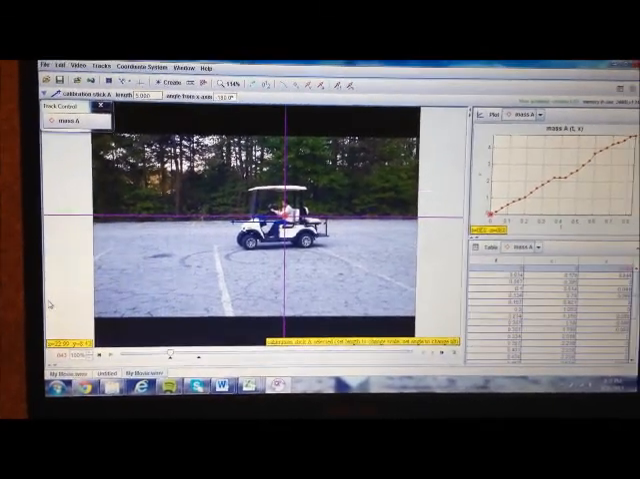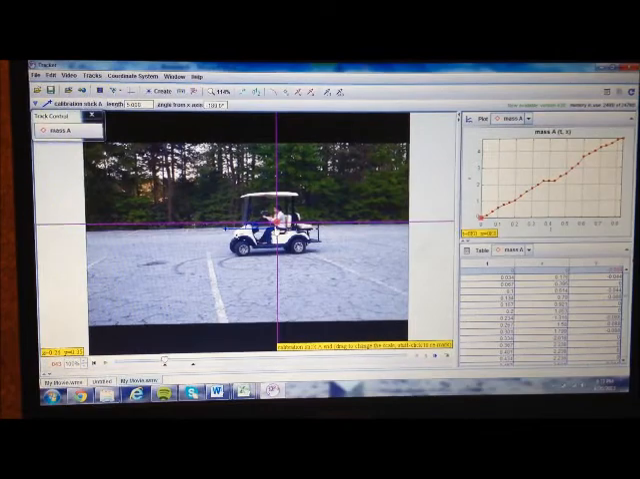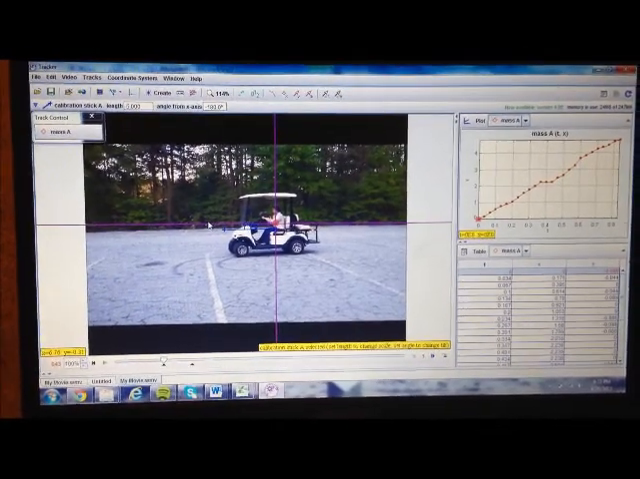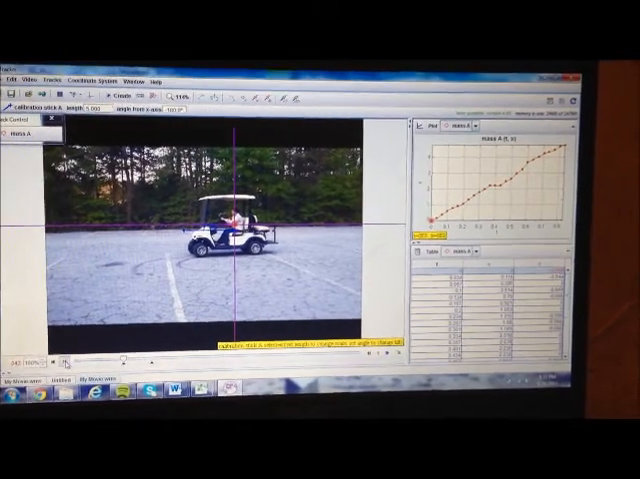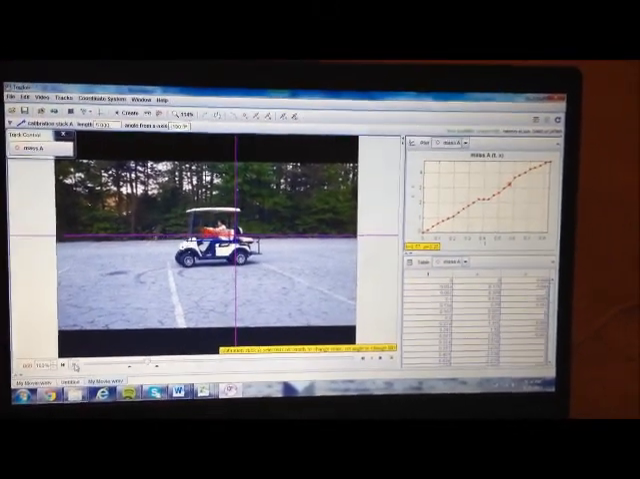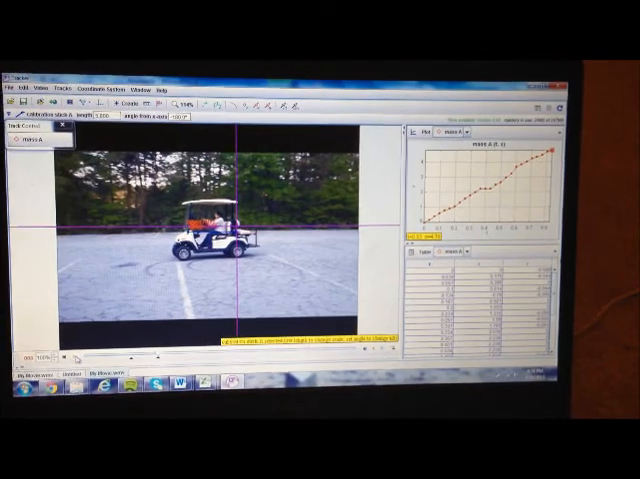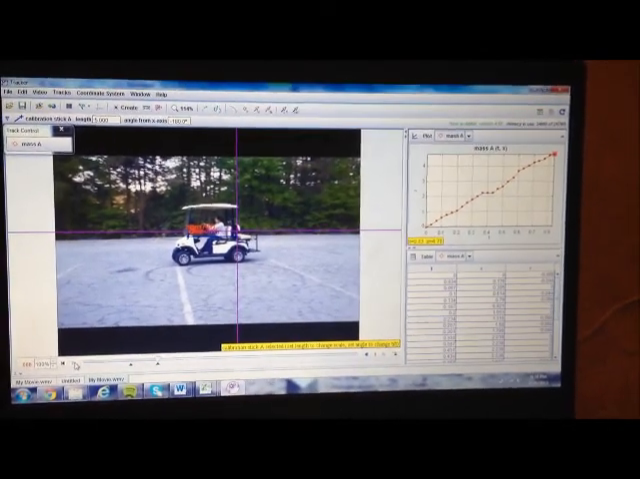I put the axes in the positive X direction as the way I'm driving, and when I press play to see this, you can see that the line is a straight line showing constant velocity of the golf cart.